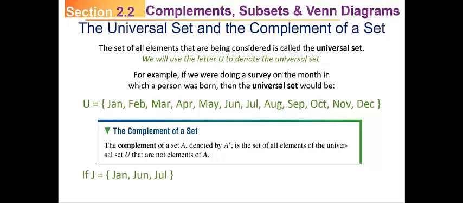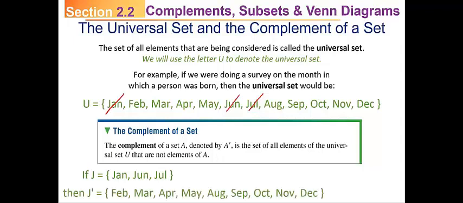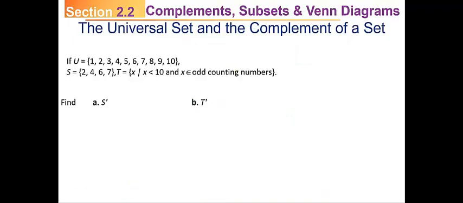For example, if the set J is a set containing January, June, and July, then the complement of J would be: you go up to the universal set and you cross out the elements of J, which would be January, June, and July. That happen to be the months that start with the letter J. And what you're left with is the complement of J. So J complement is the set containing February, March, April, May, August, September, October, November, December.